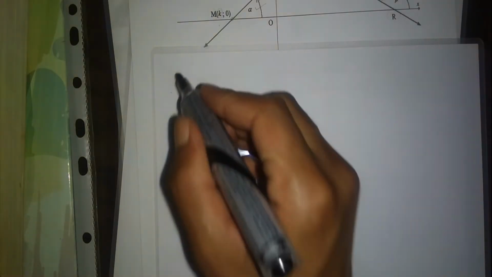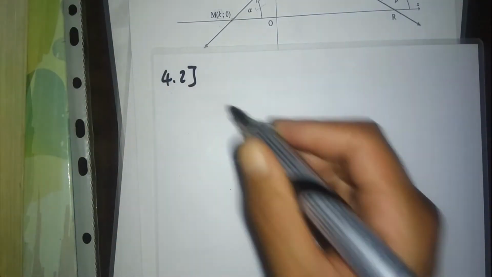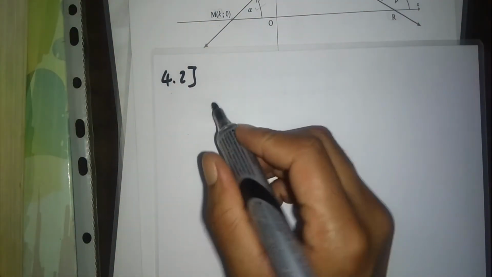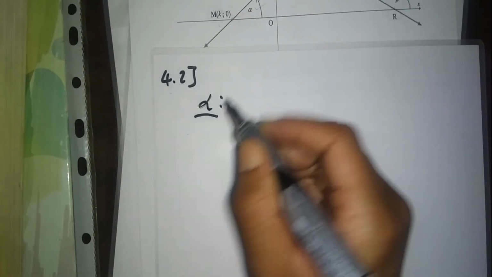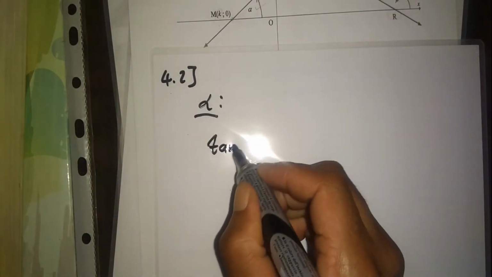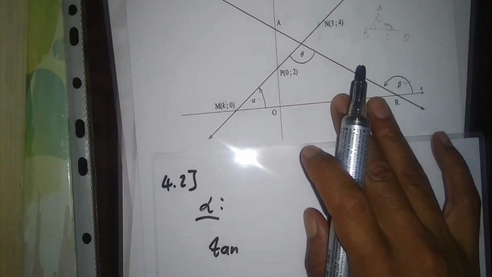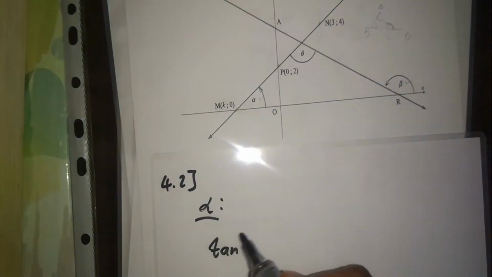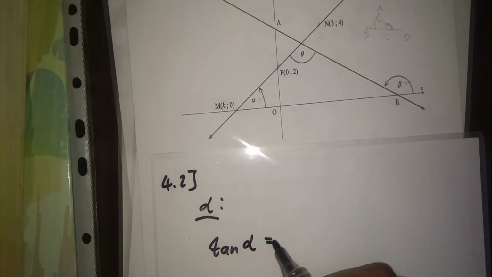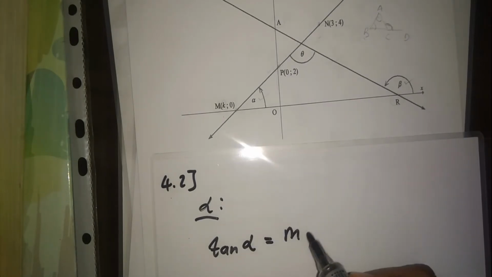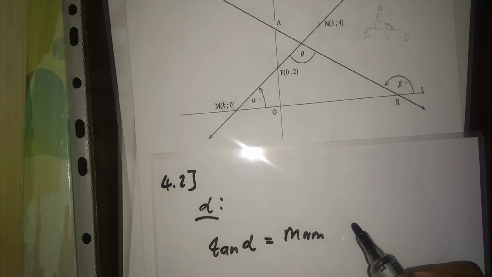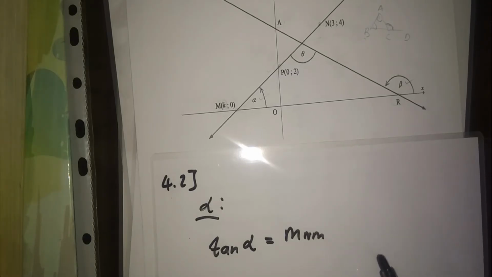What are we doing konje? 4.2. Okay, asicalculate angle alpha first. Tan this angle alpha, so we calculate as tan alpha equal to the gradient of nm. So I'm assuming you know how to use this formula there. It's also available on a formula sheet.